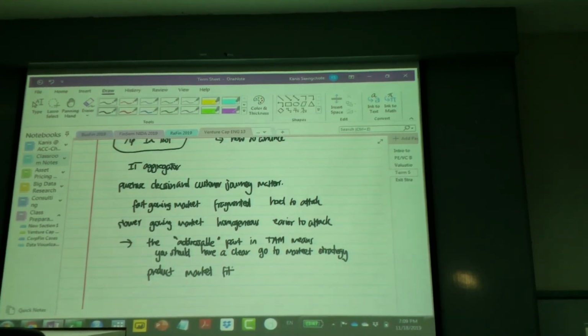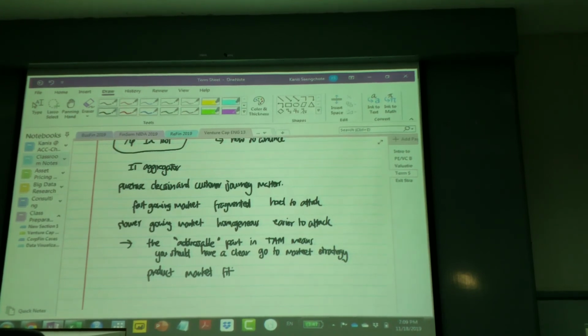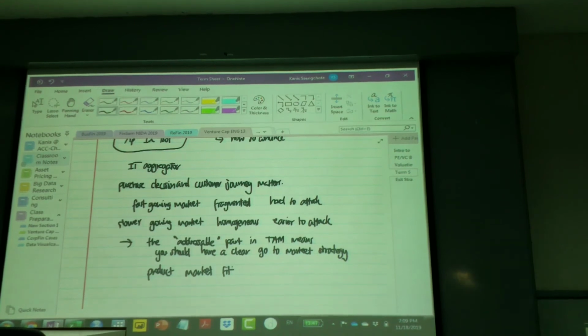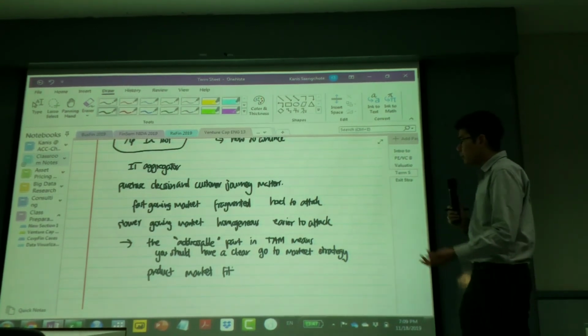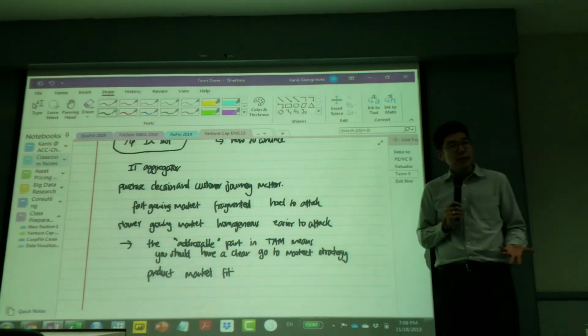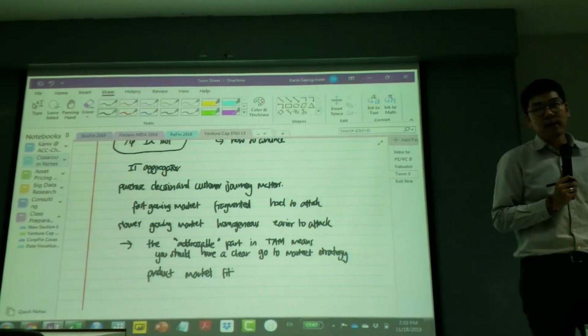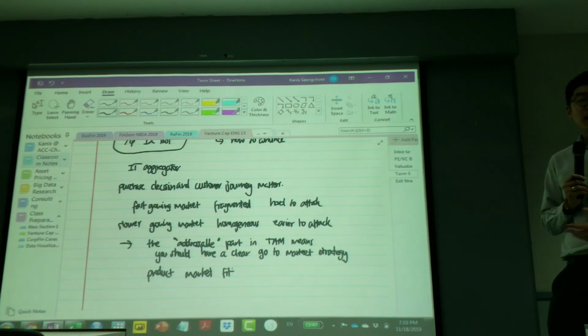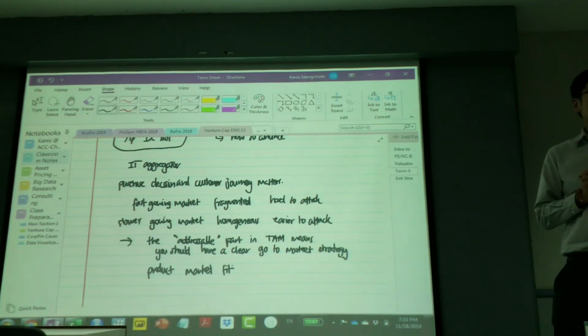Right, so let me read that for you in case you can't read my handwriting. Okay, so the purchase decision and customer journey matter. If you have a fast-growing market but fragmented, that could be hard to attack compared to a slower-growing, more homogeneous market. If that's the case, then it might be easier to attack. Right? So when we talk about market, be aware of the sub-markets within that.